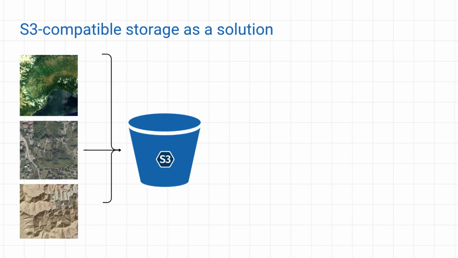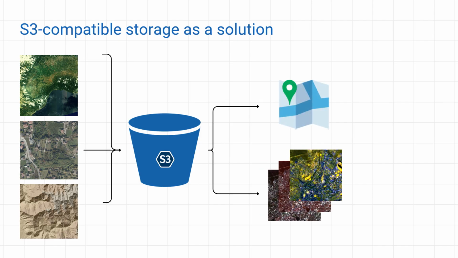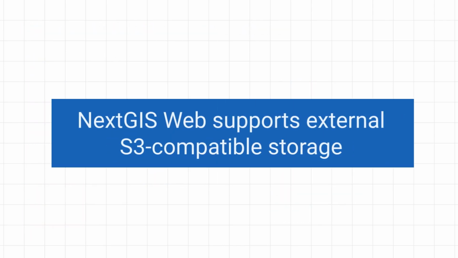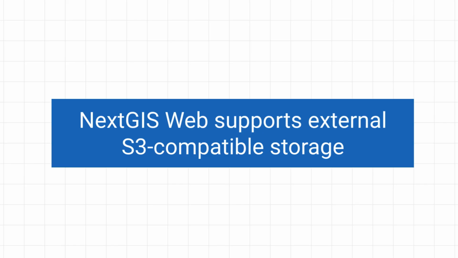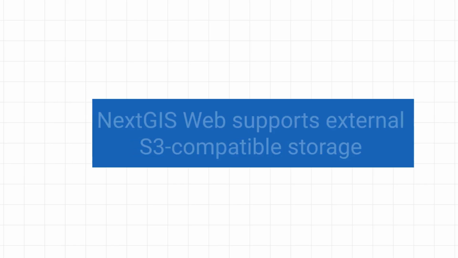S3-compatible storage is a popular way to reduce costs for large datasets. But you still want to use these rasters in your web maps, apply complex styles, and query pixel values interactively. Now, NextGIS Web supports working with external S3-compatible storage.